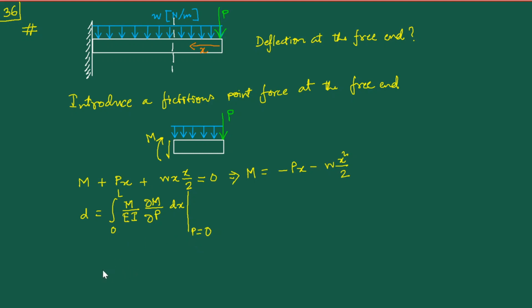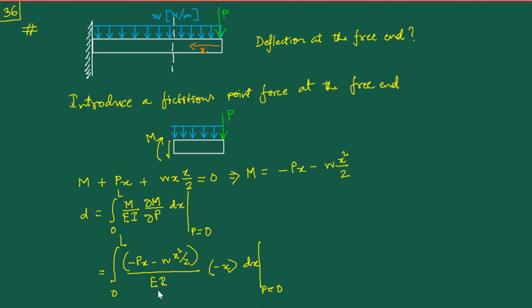So let us quickly carry out the calculation here. We have for M this, minus Px minus Wx squared by 2, divided by EI, and then del M del P, that is nothing but minus x. Okay, so from this expression we have this integral dx from 0 to L, and this entire thing, let us not forget, must be evaluated at P equal to 0.